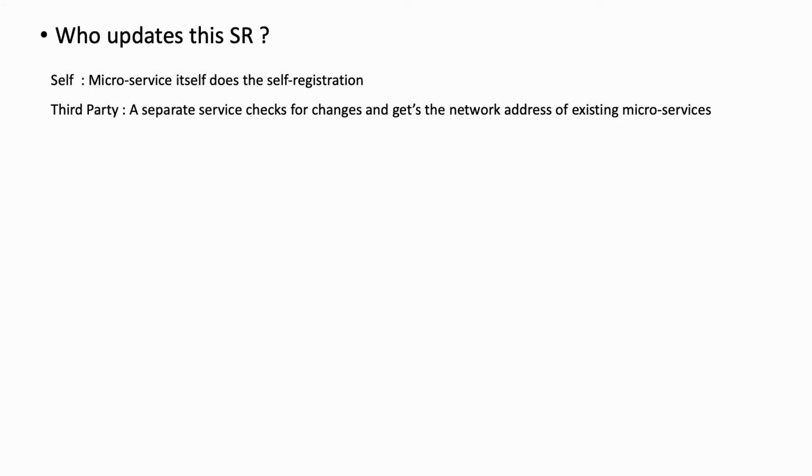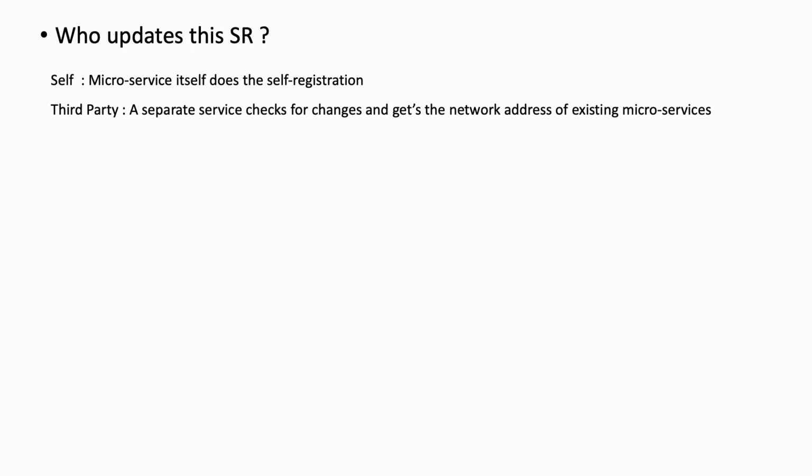there will be a third-party service that checks the existing system for any changes. Here the changes mean any new addition of a microservice or deletion of a microservice or change in the microservice network IP and address. So there will be a third-party service which keeps checking all the services' network addresses and updates the service registry accordingly. This is the other option.